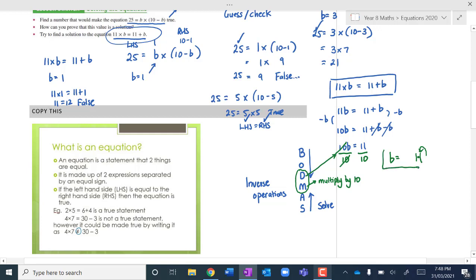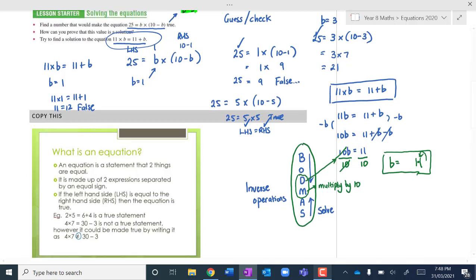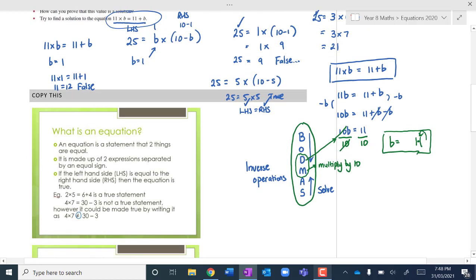It's not always going to be nice whole numbers. So later on, we want to be looking at this method, using inverse operations to solve these, and get away from what we're probably most likely doing in year 7, which was just guessing and checking. It only takes us so far.